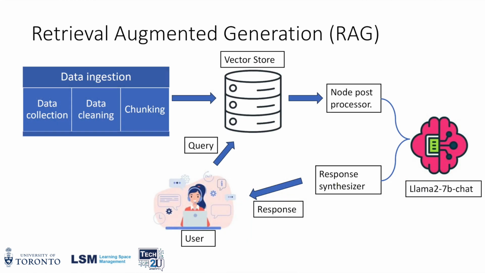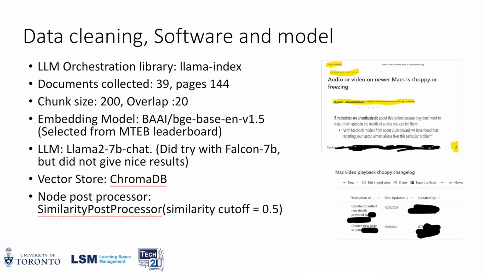So the next part of our system is RAG, retrieval augmented generation. Here is the overall architecture of the system. As you can see, we have a data ingestion pipeline, which is collecting data from our knowledge base and then cleaning the data, chunking it, and storing it in a vector database, at which point when a user queries something, we will get relevant nodes and do post-processing on them, and then pass the query and post-processed nodes to the LLM, and we'll have a response synthesizer with the help of the LLM, and that response will be shown to the user.